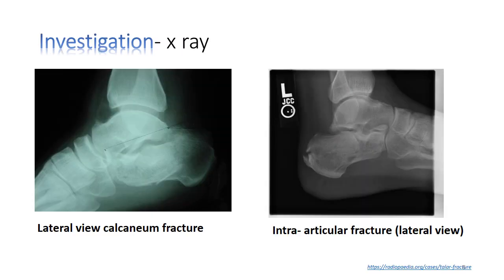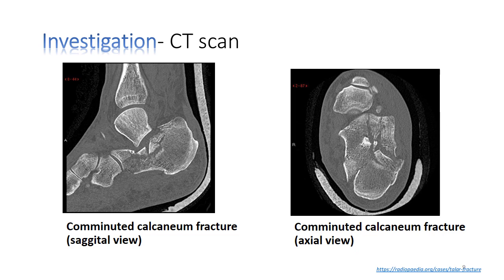For investigation of calcaneum fracture, the gold standard is X-ray. As you can see here, the lateral view of the calcaneum fracture, and also a lateral view in which there is an intra-articular fracture. The other modality we can use to see the calcaneum fracture is CT scan. As you can see here, there are types of calcaneum fracture, in which the left side is the sagittal view and the other side is the axial view.